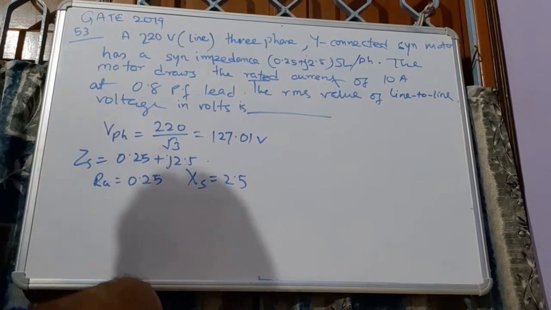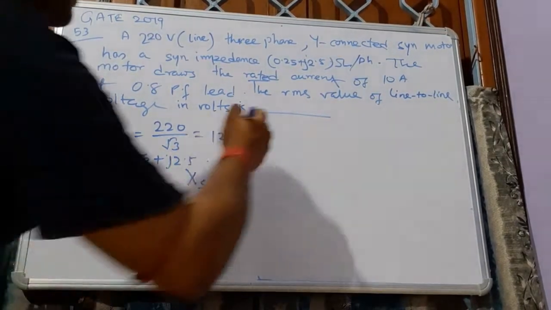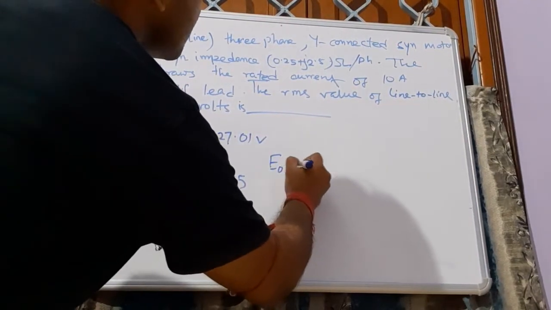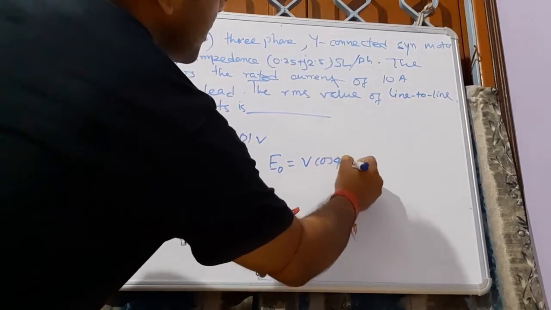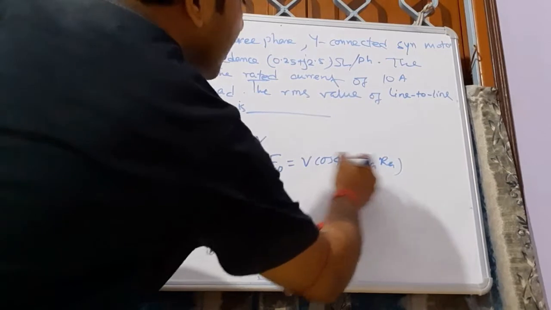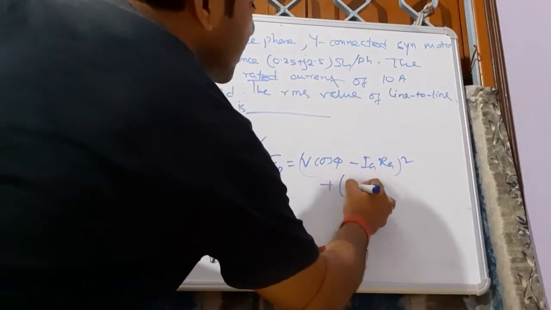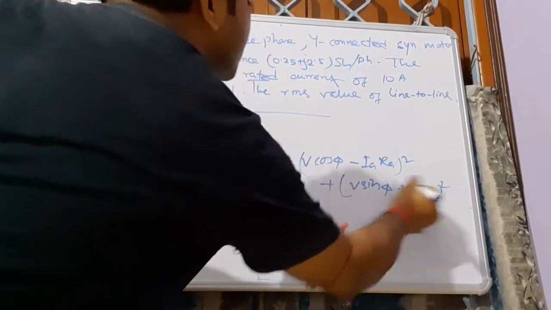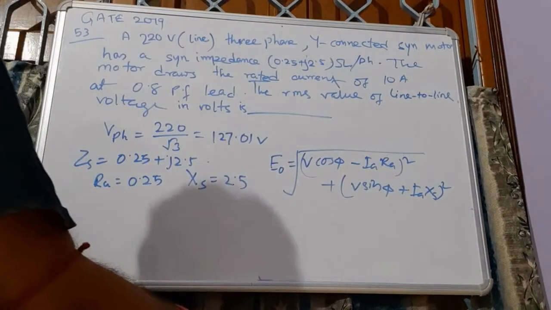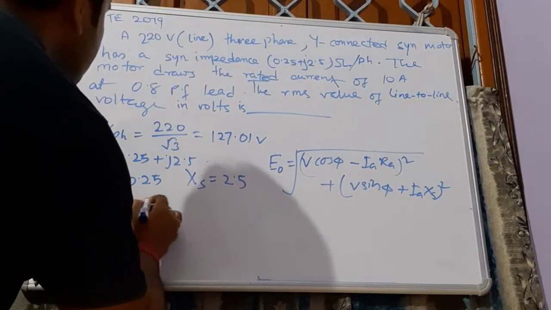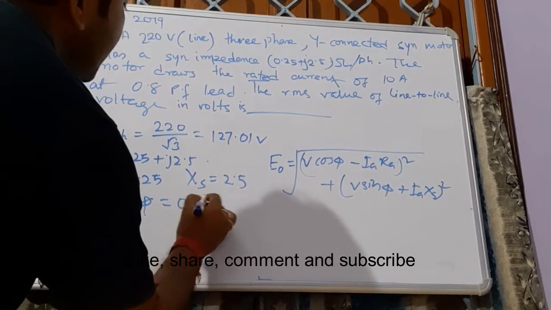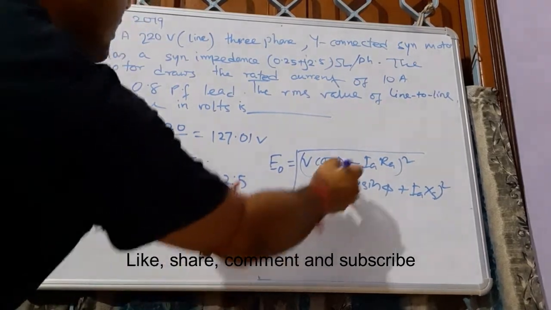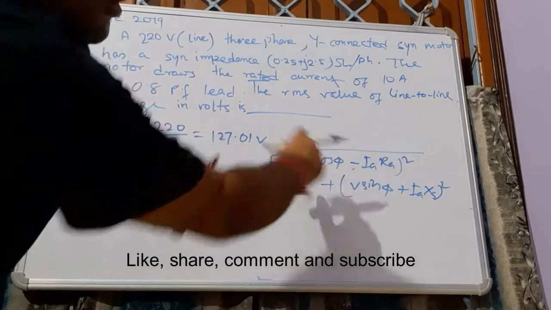Now if you recall the previous tutorial, we have the no load voltage E0 equals the square root of (V cos phi minus IA RA) whole square plus (V sin phi plus IA XS) whole square. Now the power factor cos phi equals 0.8 lead. Okay, so due to the leading power factor, this sign is minus, otherwise it will be plus.